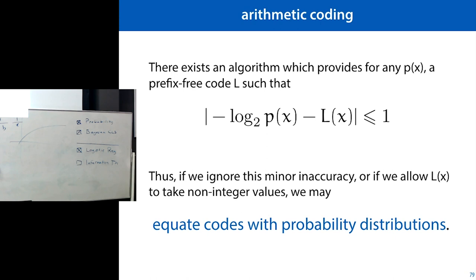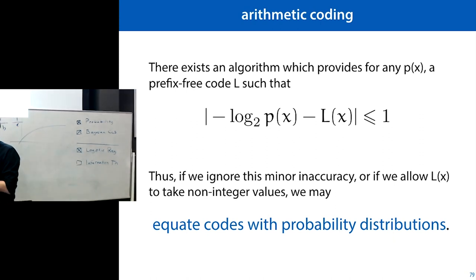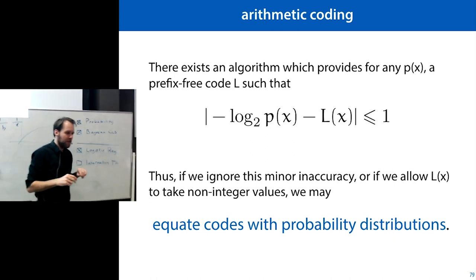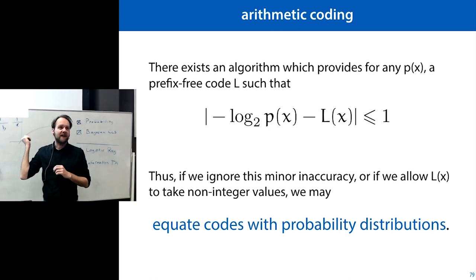So usually we just hand wave this away in one way or another, and we equate codes with probability distributions, usually saying that we have code lengths in non-integer values. So we can have a code length of 2.5. And we just hand wave that away, that if we ever want to practically implement that code, it would have to be 3 bits. But since we never do that anyway, we can just say code lengths of 2.5 bits. Which tells us that for every probability distribution that we might encounter, there is a code like this.